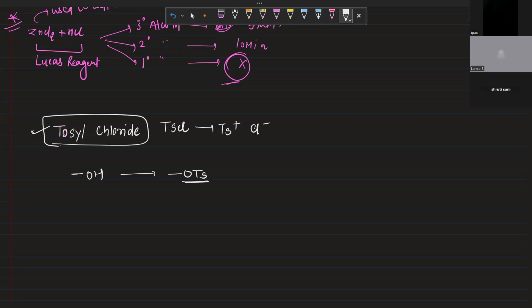Okay, then J. In case of J, when POCl3 in presence of pyridine, this one is going to be SN2. Great. Then CH3OH in acidic medium. Now see this question. This is very important. Tell me, what is the process for K?